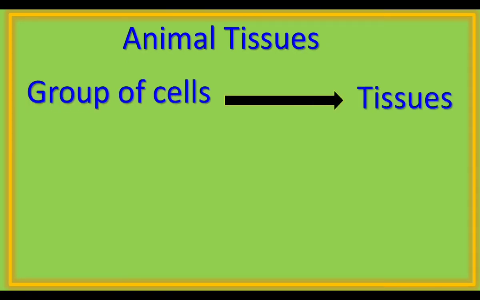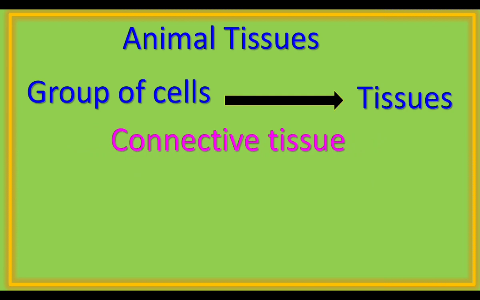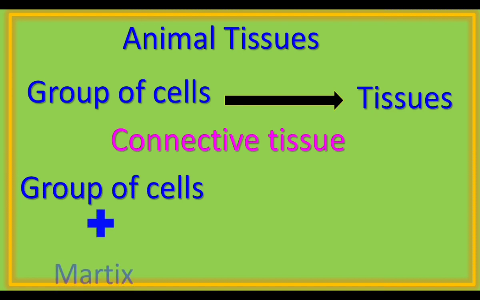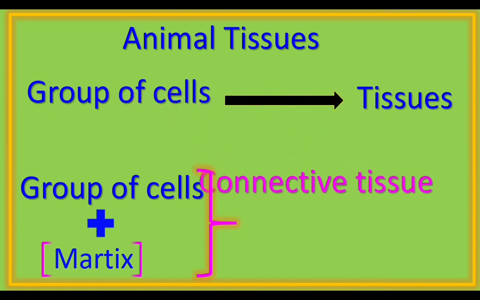A group of cells forms a structure called a tissue. In connective tissue, there is a group of cells. In addition to the cells, matrix substances are present between the group of cells in connective tissue. This matrix is fluid in blood. The matrix is hard and solid in bone. The group of cells and the surrounding matrix together form a connective tissue.